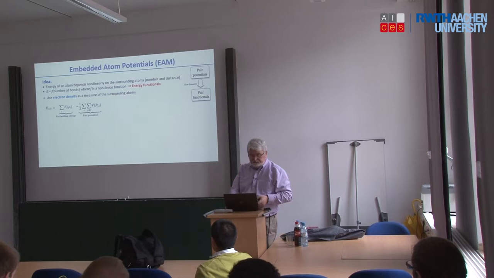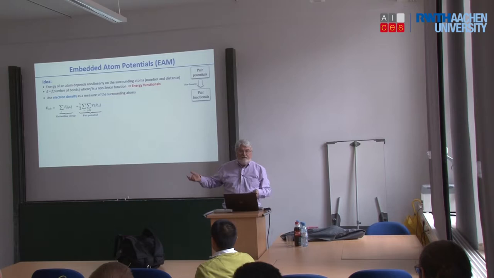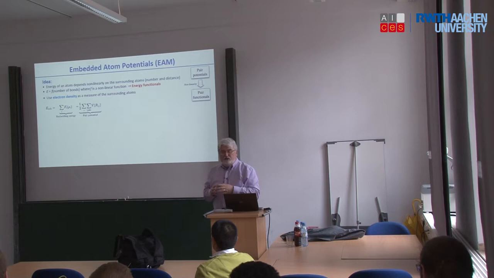So we've got a pair. First of all, we'll start off with a pair potential, because we saw that the Lennard-Jones did some things right. So let's not throw out all that stuff. We may replace the precise form, but we'll keep that pair potential part. And now we have this embedding function. That's the function I just talked about.